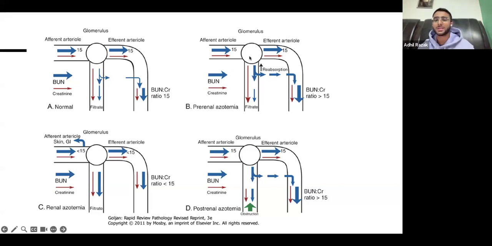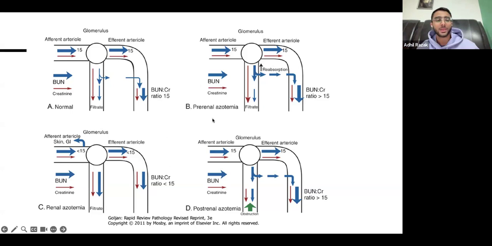Because there is less renal blood flow, this activates the renin-angiotensin-aldosterone system, which causes increased water and sodium retention. This in turn increases the urea retention. So the ratio between BUN and creatinine increases. The ratio, which is normally 15, becomes over 15. So there's increased reabsorption of urea, and azotemia is happening.